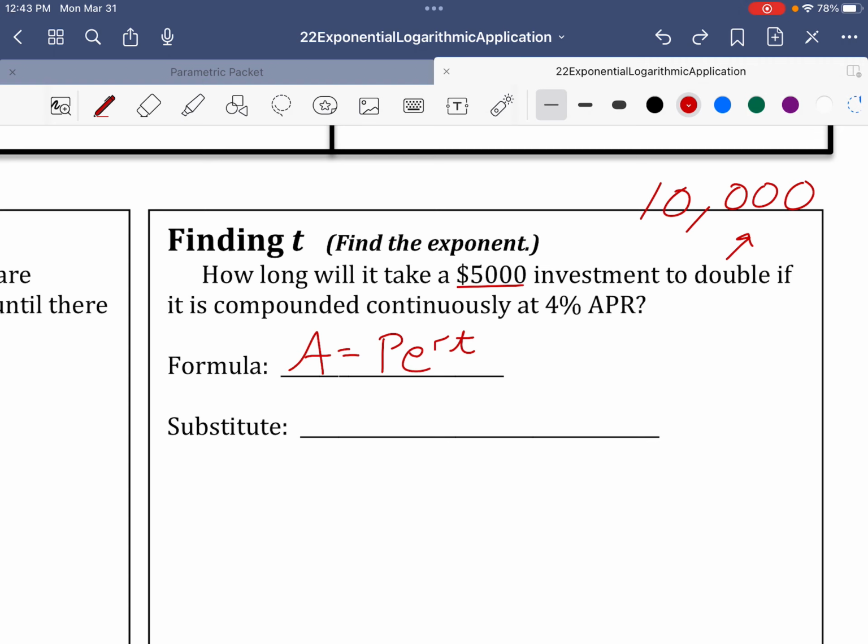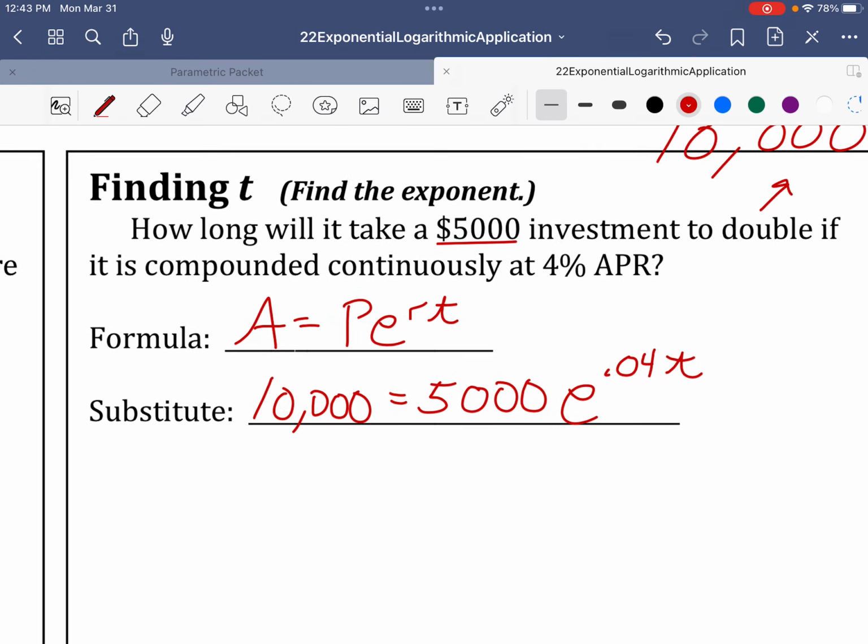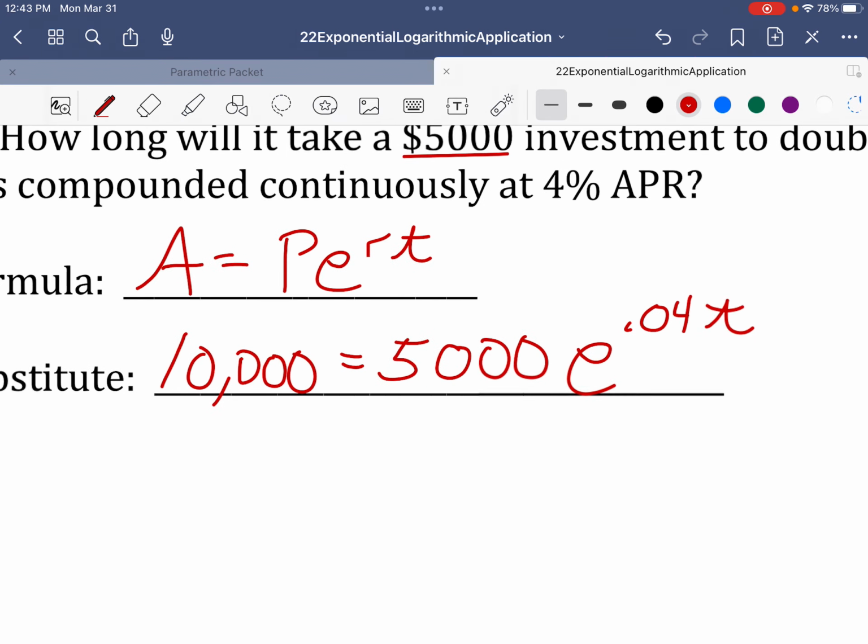So it's like the problem's asking, how long is it going to take till I end up with a final value of 10,000? Well, the final value is always what ends up on the left side of the equal sign, so that my initial value can be filled in on the right side. Of course, for the letter P, but I still have my e. Now r is 4%, carefully changed to a decimal, so it's 0.04. And all of a sudden I have my equation filled in.